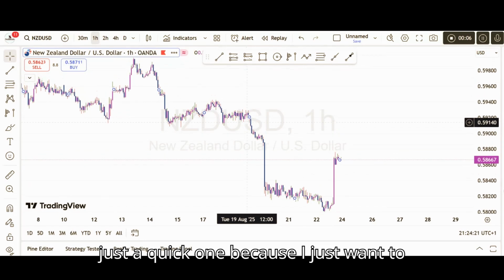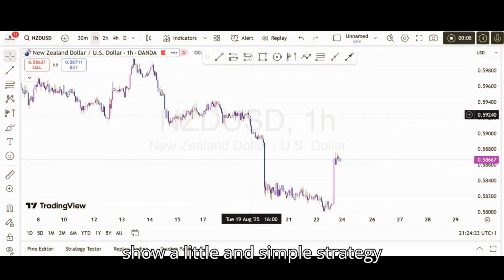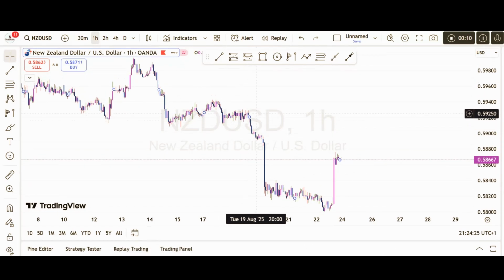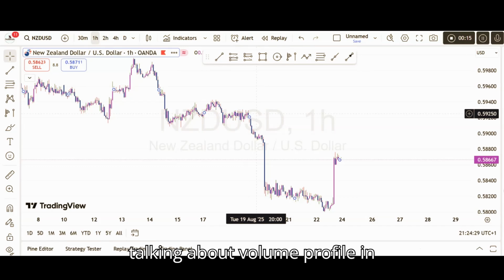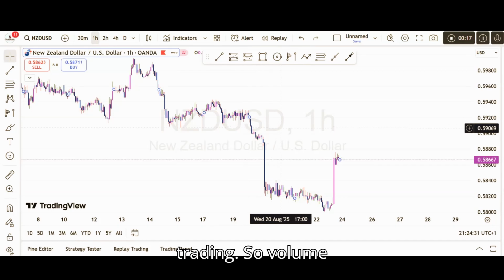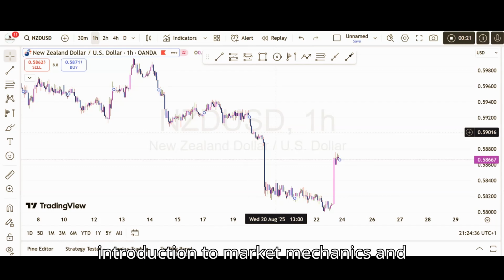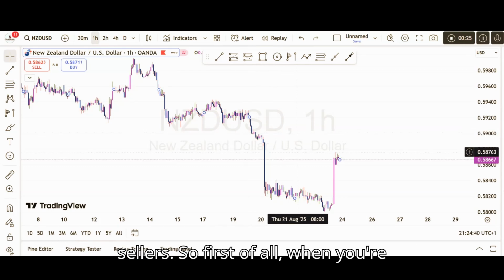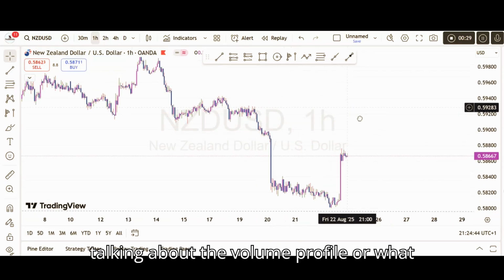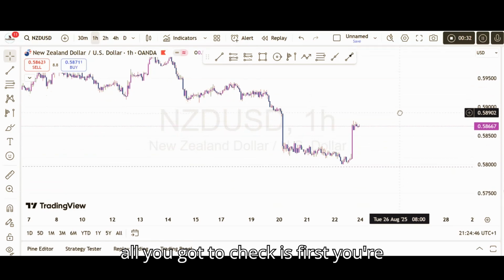This is just a quick one because I just want to show a simple strategy someone can use, especially when we are talking about volume profile in trading. Volume profile is an introduction to market mechanics, and what drives the markets is the buyers and sellers.